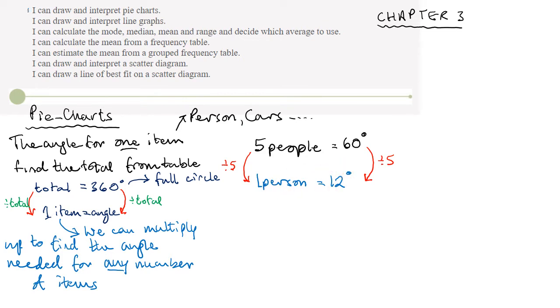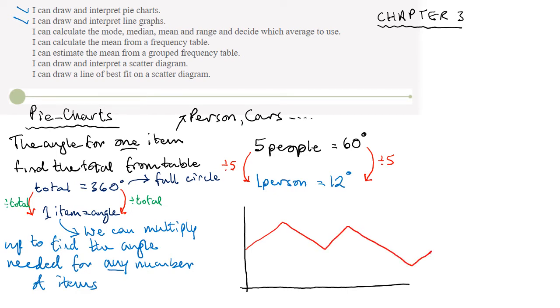The second one here is draw and interpret line graphs. This is nice and easy. So these are graphs that tend to be like things that go like this. And with these line graphs, we just need to read off from them. So these are line graphs. This is nice and easy.